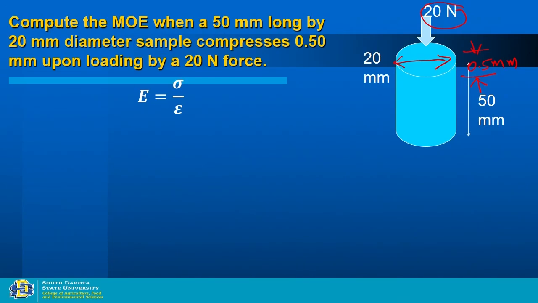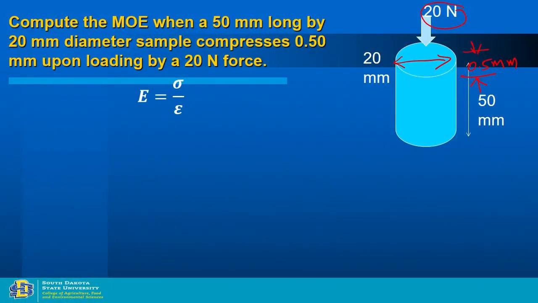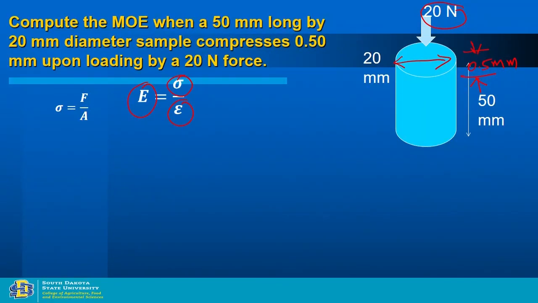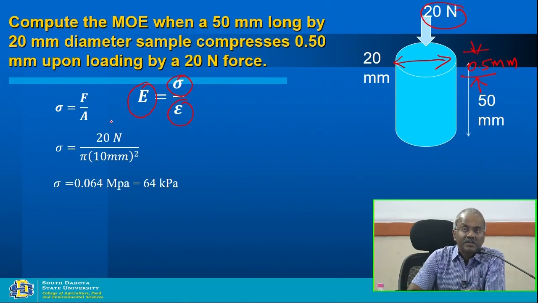It is not to scale, right? 50 mm here and then my 0.5 mm is here. So it is not to scale. We want to calculate the modulus of elasticity. It is a function of stress over strain. So how do you calculate the stress now? Force over area. Let us do the force over area. The force is 20 Newton that you apply, divided by the area, which is pi r squared, right? Because this is the area.